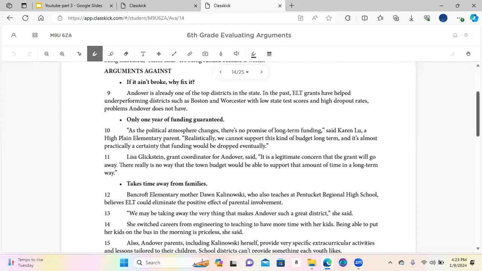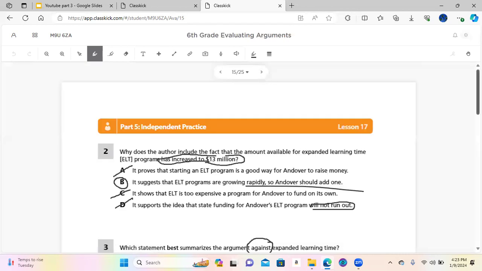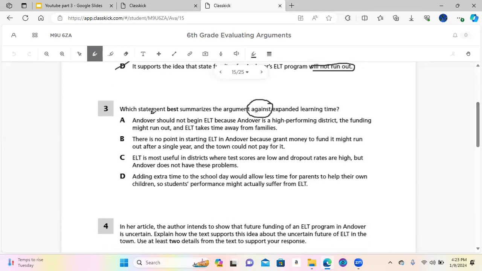It's not a guarantee that you'll get funding after the first year. And then the next one takes time away from family. If you extend the school day, students will spend less time at home with family. All right. So what's a summary? What's the best summary for the arguments against?